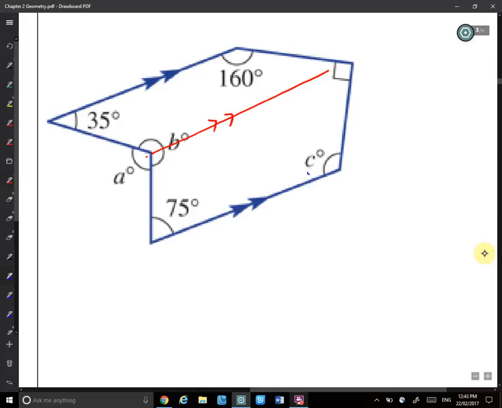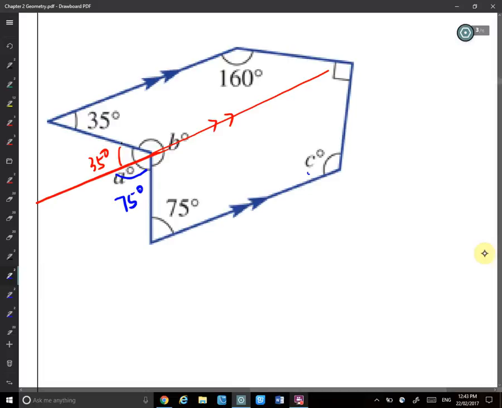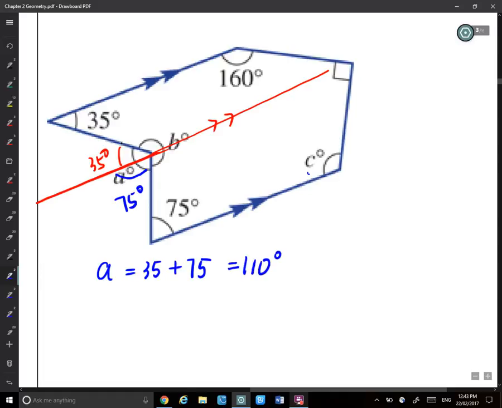So this angle will be 180 subtract 35. Let's do the other way, another easier way. Let's think about A. So this will be 35 degrees, and this will be 75 degrees because of parallel lines and alternate angles. So 35 and 75, A equals 35 plus 75, that gives you 110 degrees.